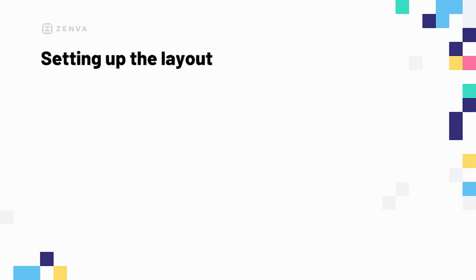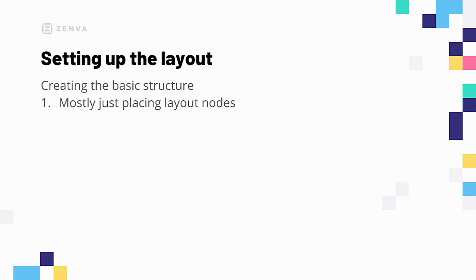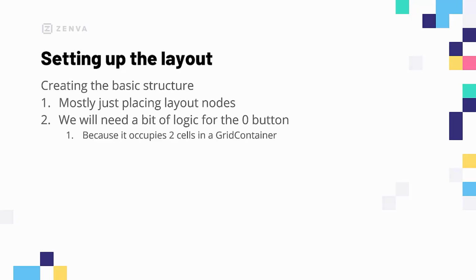Alrighty, so to get started with the calculator, we have to create the layout. Via that, we're getting the basic structure. For the most part, this just means we are placing layout nodes. That being said, we will need just a bit of logic for the 0 button, because this one occupies 2 cells in a grid container. Shouldn't be too hard, let's jump right in.